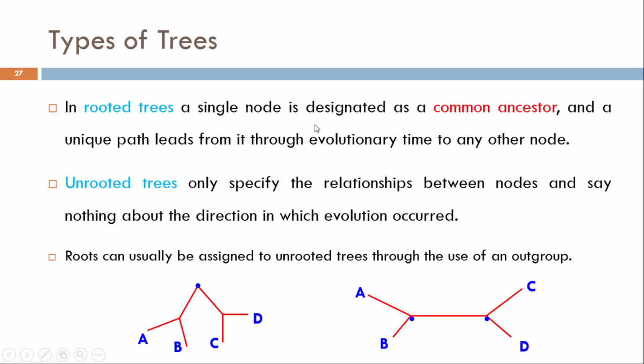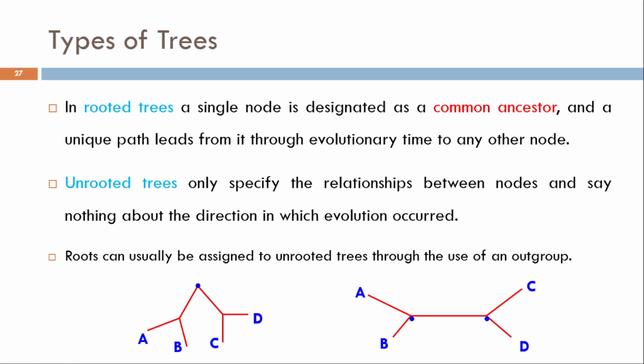So in a rooted tree, a single node is designated as a common ancestor and a unique path leads from it through evolutionary time to any other node. However, in an unrooted tree, here you see just A and B are closely related and their ancestors were common. C and D were related and their ancestors were common, but you will not find any common ancestor of all A, B, C, and D. So such types of trees are known as unrooted trees.